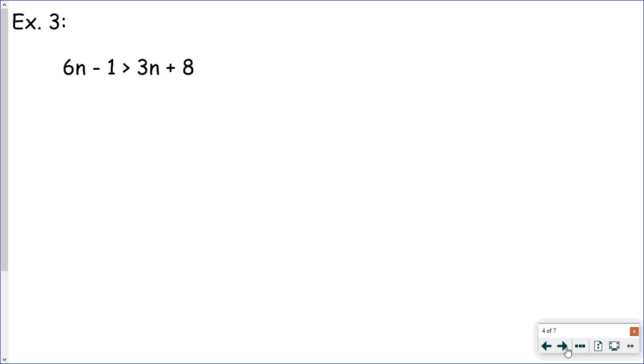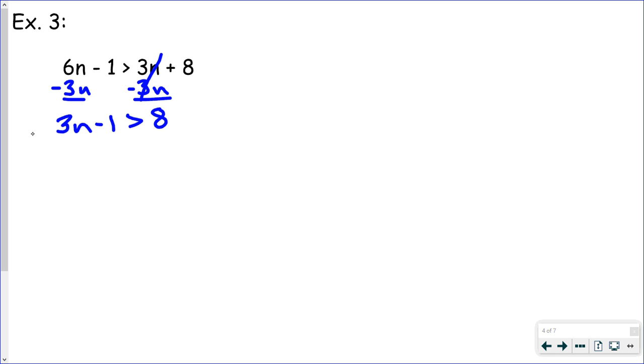So step number 1 is I'm going to keep variables on the same side. So I can either subtract 6n or subtract 3n. I'm going to subtract 3n because that'll leave me with a positive value. So that cancels out. 6n minus 3n is 3n. So that gets me to here. And now I'm looking at just a 2-step inequality.